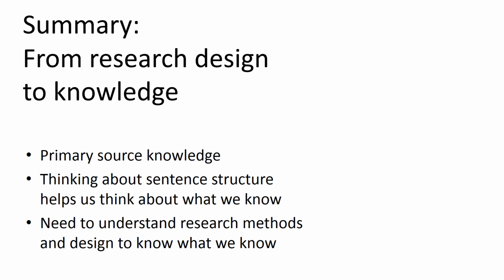When we think about how the results of a study add to our understanding, we're thinking about knowledge from a primary source. That leads us to focus on particular parts of empirical articles. Then, thinking about the different ways we can write about the findings helps us think about what those findings mean. To accurately know what we know based on the findings, though, we need to apply our knowledge of research, design, and methods.